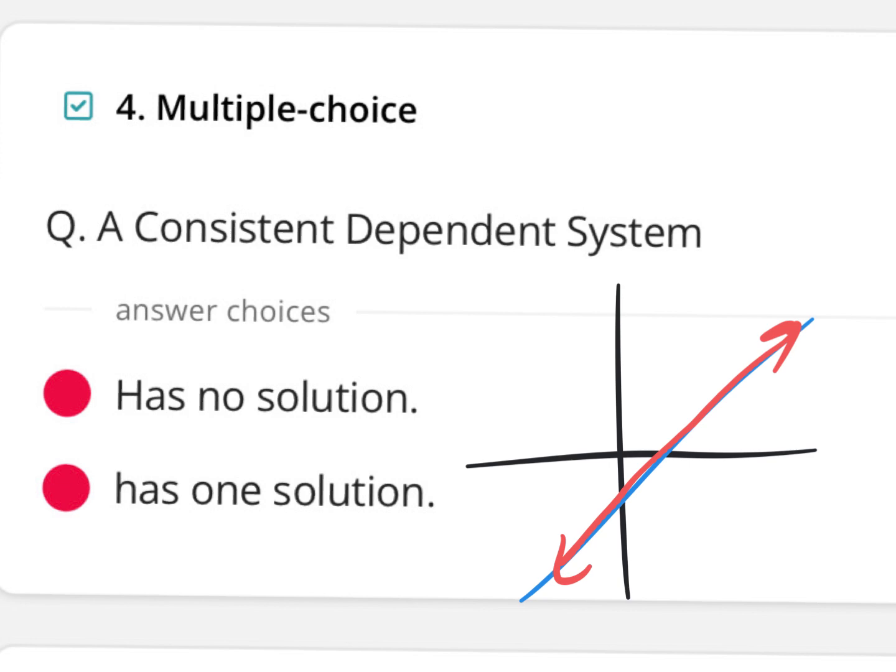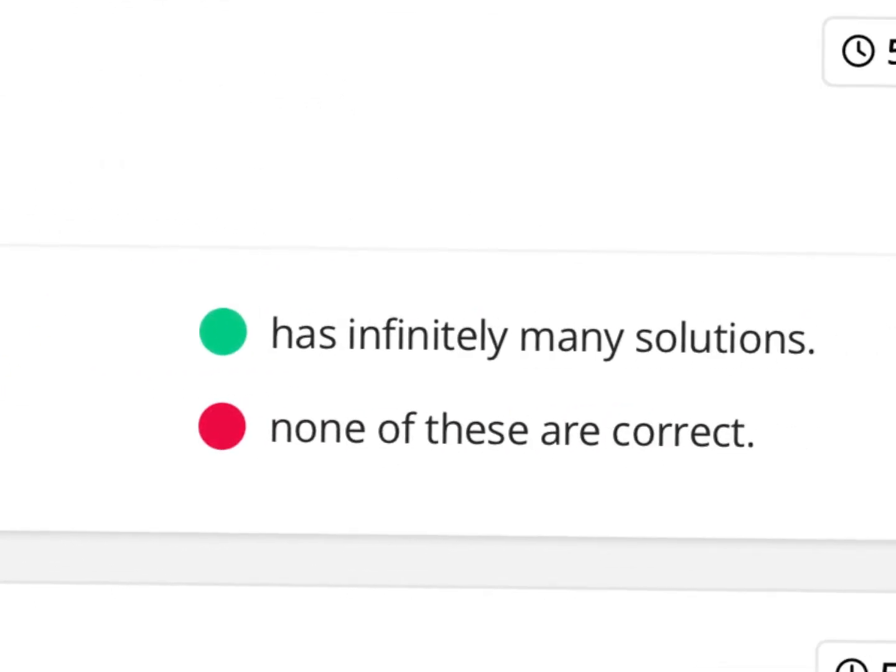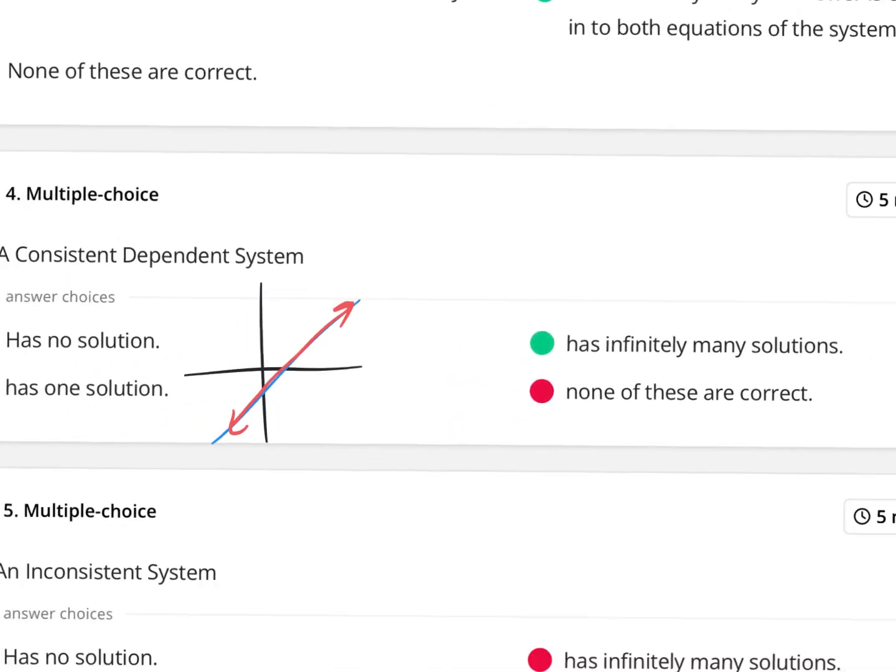Infinitely many points. So it's not that it has no solution, and it's not that it has one solution. It's going to have infinitely many solutions, so you would select that one. I hope you're realizing, man, this quiz is going to be easy.